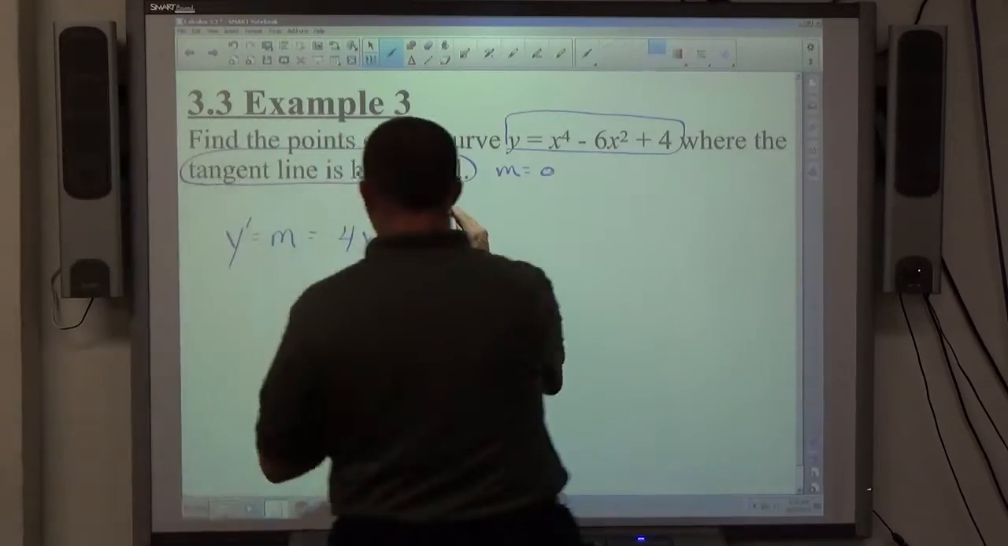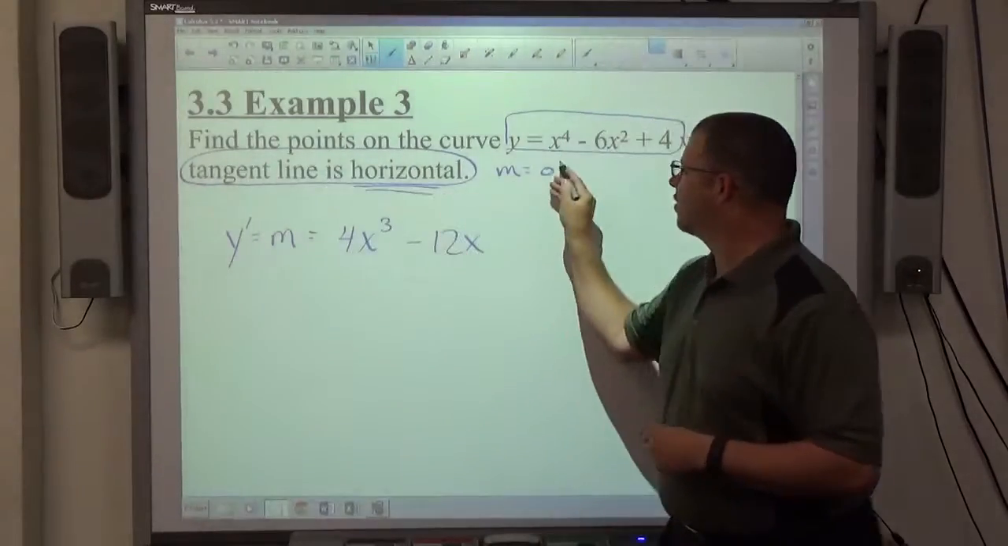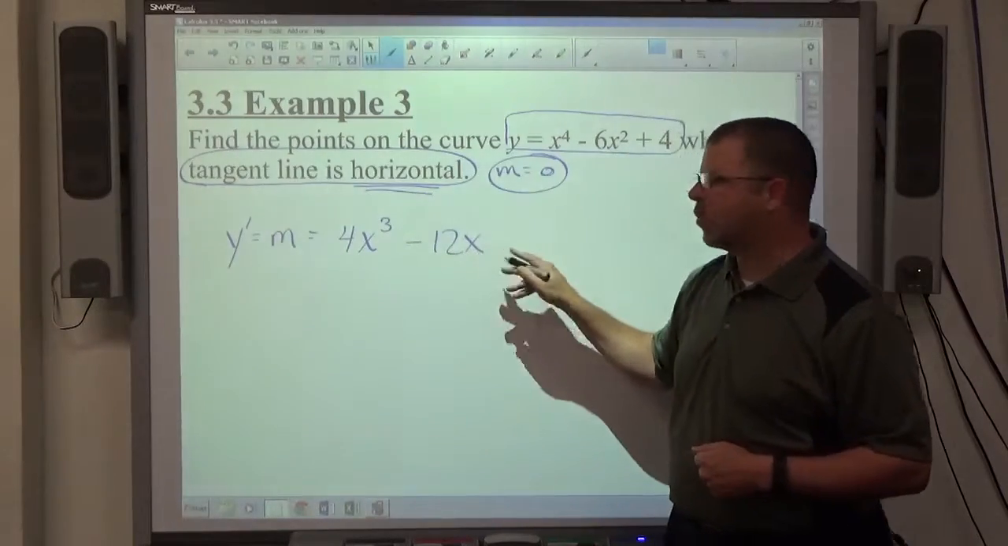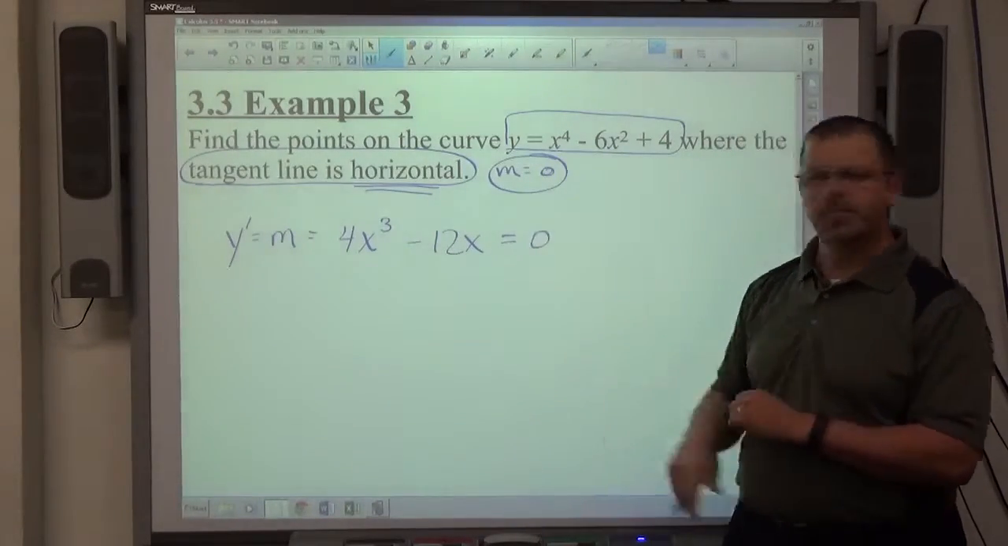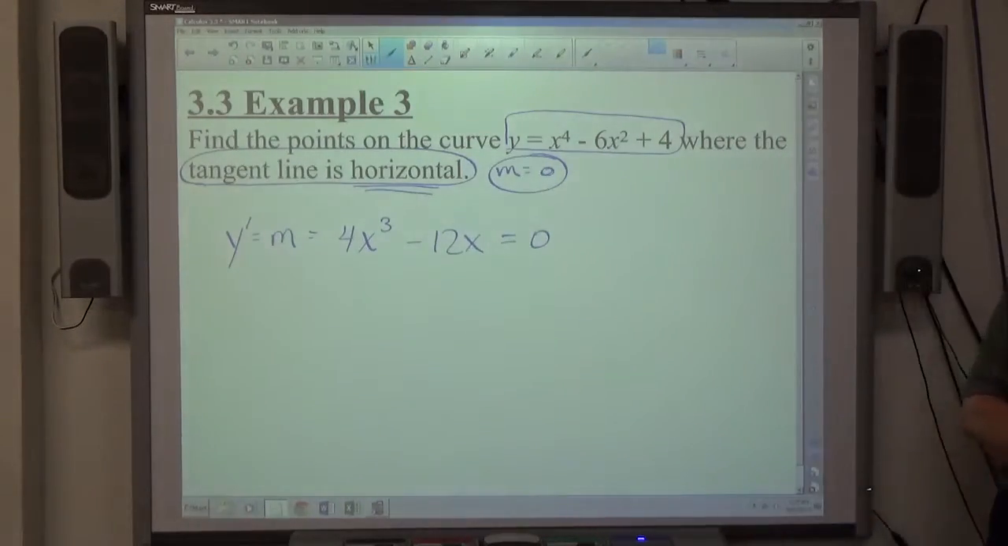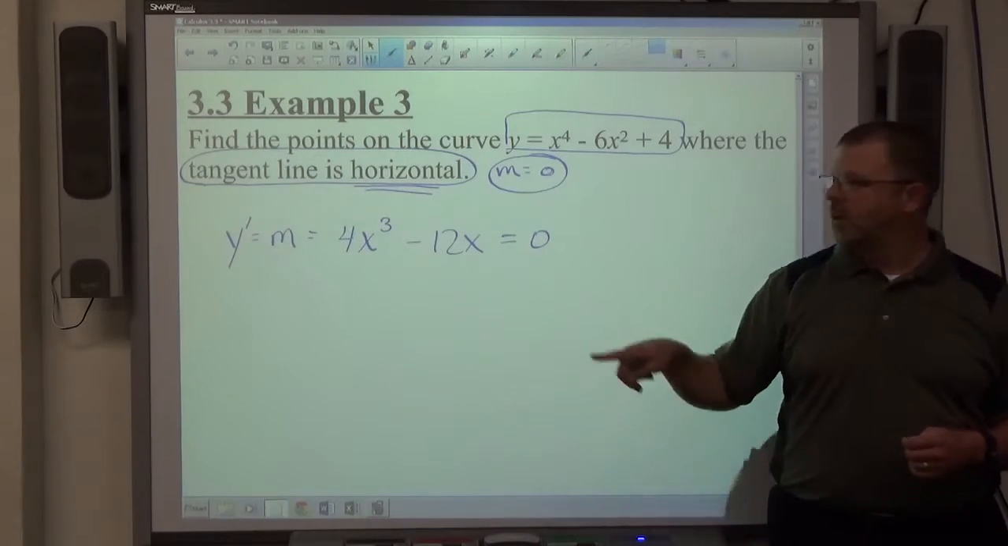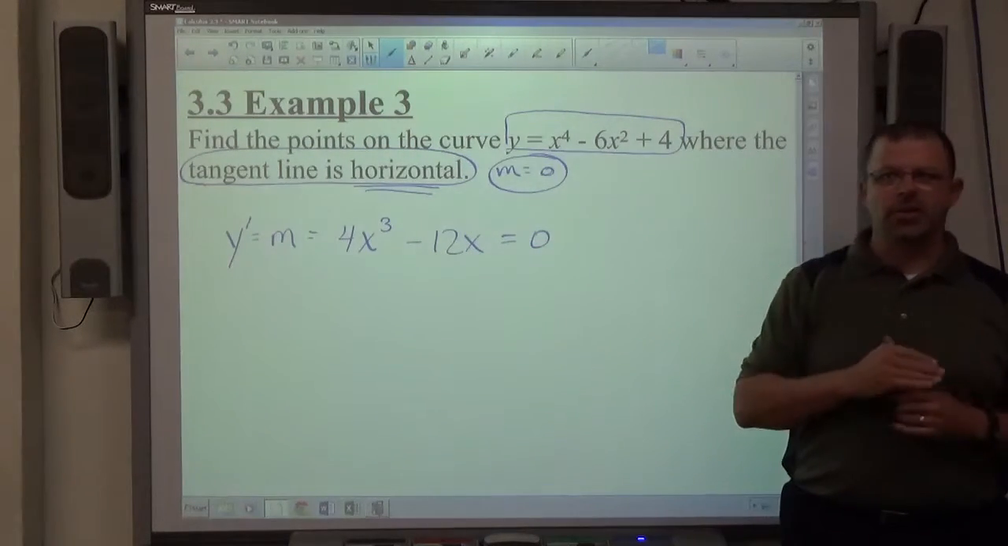And again, I want the tangent line to be horizontal, which means the slope equals 0, which means here's my slope formula, 4x cubed minus 12x. I want to set that equal to 0. And I want to solve that. Now, I may or may not be able to solve that algebraically. If I can solve it algebraically, I'd like you to do it that way. Otherwise, use a calculator. Graph this and see where it crosses the x-axis.